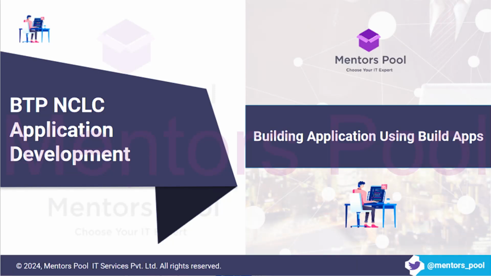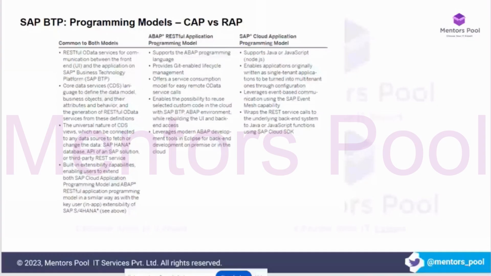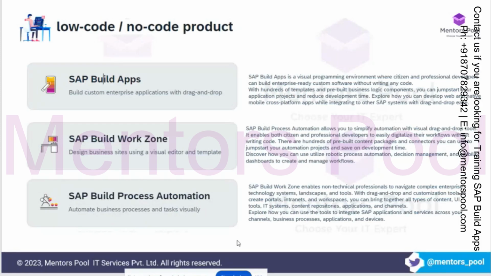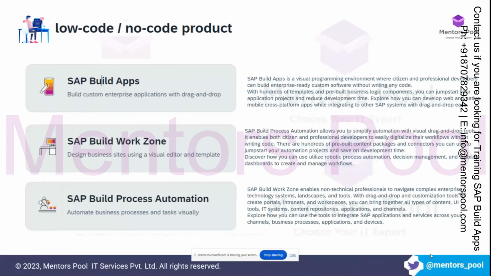So in our last discussion, we have looked into two application development models which are available on SAP BTP, which can be used for custom app development. One of them being CAP, the other one RAP. Moving on, the third way to develop an application is by using a few other available no code or low code application development tools, and this is available as a service, right?